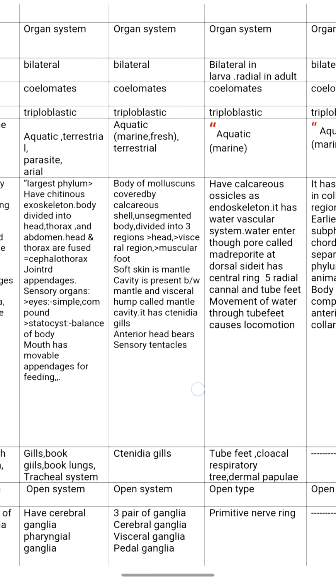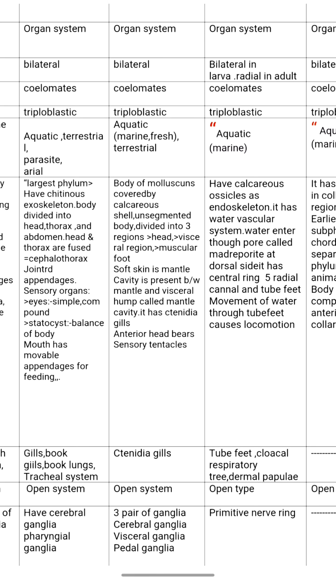The body of molluscans is covered by a calcareous shell. Important, remember, mark it as important, wherever I am saying you must mark. An unsegmented body is there, and it is divided into regions: head, visceral region and muscular foot. This particular molluscan body is divided into three regions: head, visceral region, and muscular foot. Remember this one. And it has a soft skin, which is the mantle.